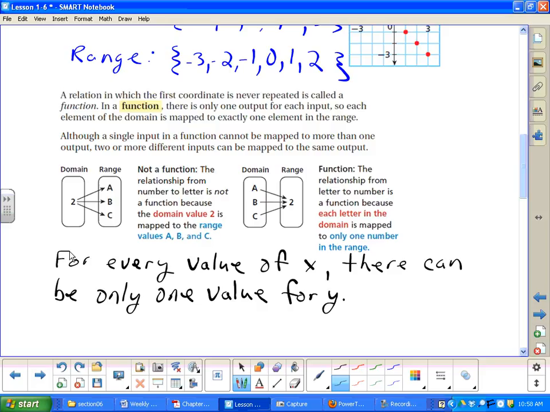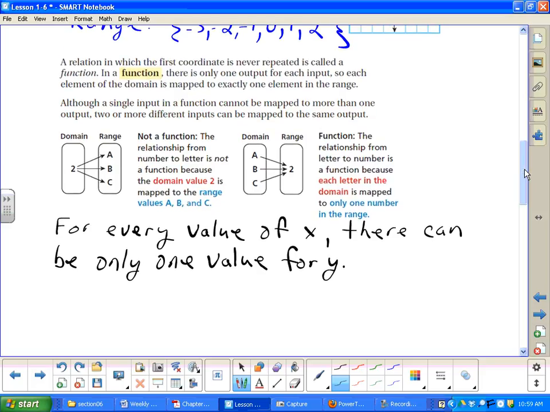And then we're going to talk about another way you can test this. If you graph them, and any of them are on top of each other, above each other, then it's not a function. We'll look at that more closely. For every value of x, there can be only one value for y. For every input value, there can only be one output value.